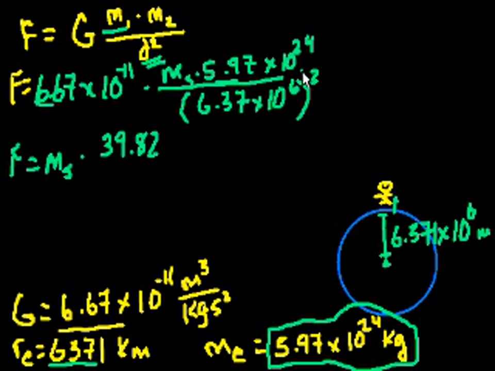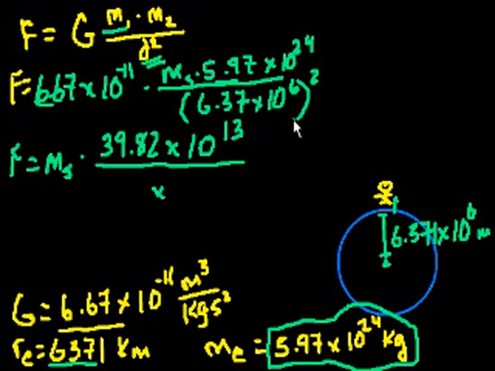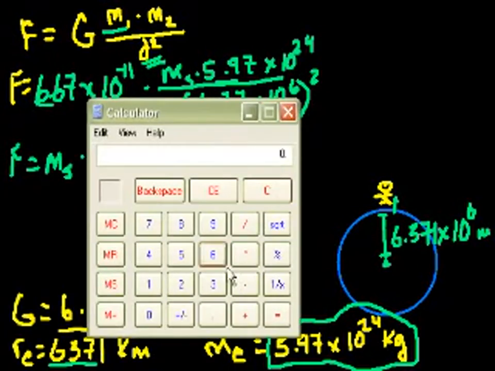So 10 to the negative 11th times 10 to the negative 24th. We can just add the exponents because it's the same base. So what's 24 minus 11? It's 10 to the 13th, right? And then what does the denominator look like? It's going to be the 6.37 squared times 10 to the 6 squared. Whatever this is going to be, like 37 or something, times, what's 10 to the 6th squared? It's 10 to the 12th, right?